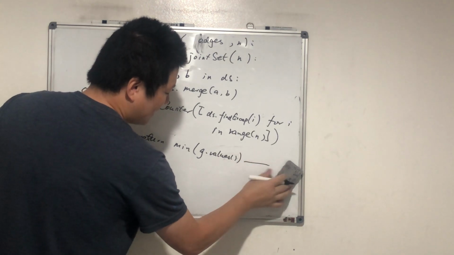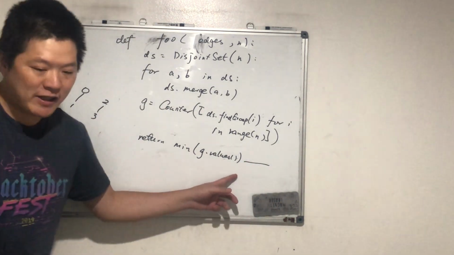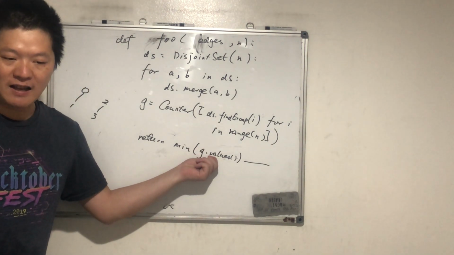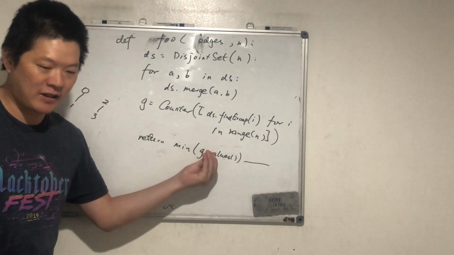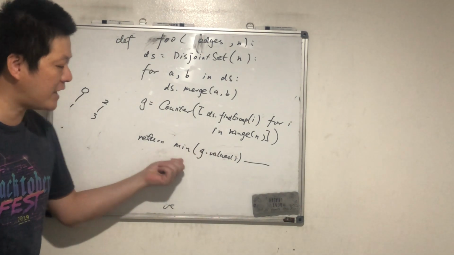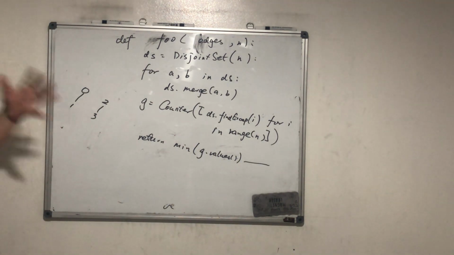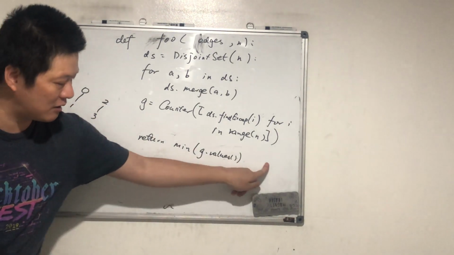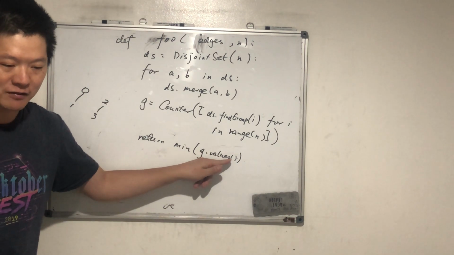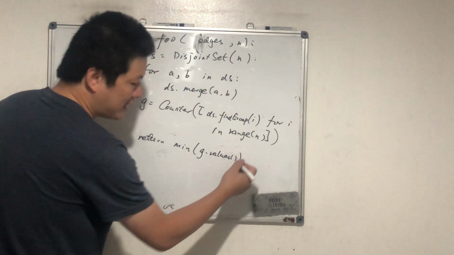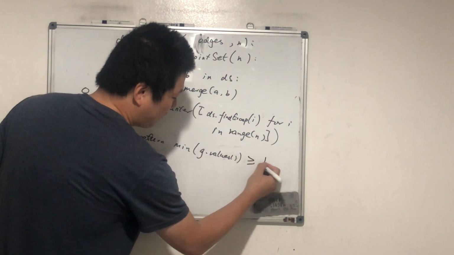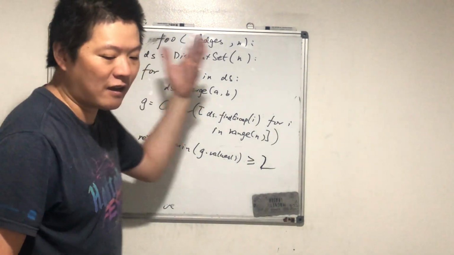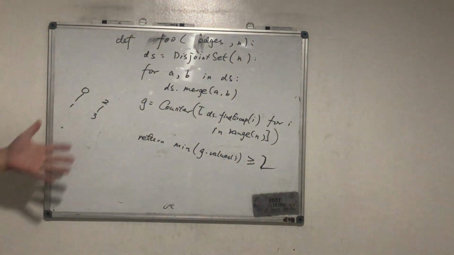G dot value is the number of vertices that have the same group. So if you're saying that everybody has at least one friend, what's the minimum G dot value needs to be? At least 2, so it's bigger than 1. Yeah, well done. You see, this is the way we're using the disjoint set to solve this problem.